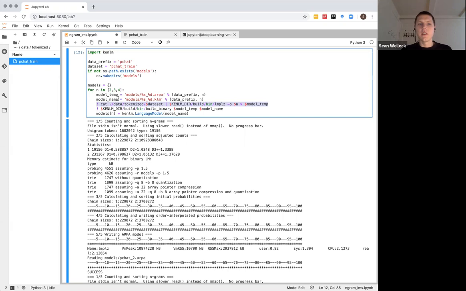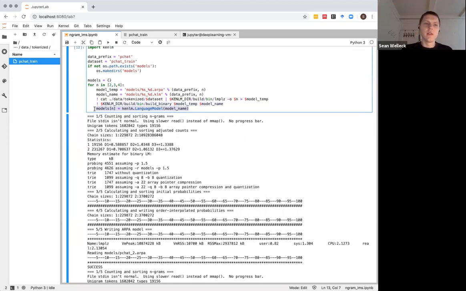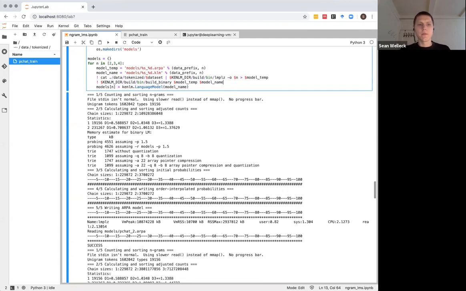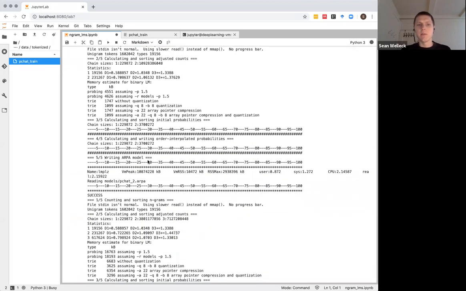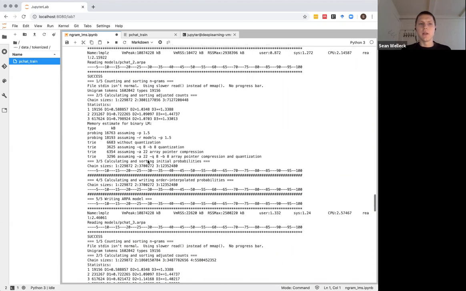And this is just setting up names for the different files. After this runs, there's another command which packages the model into a binary file. That's what this build binary here is doing. And then here, we're actually accessing the model that we learned through Python. This command is going to create something called .klm, and then this here actually loads it into Python. Okay, so if we run this, there's a bunch of output, and this is KenLM output where it's estimating the different models.